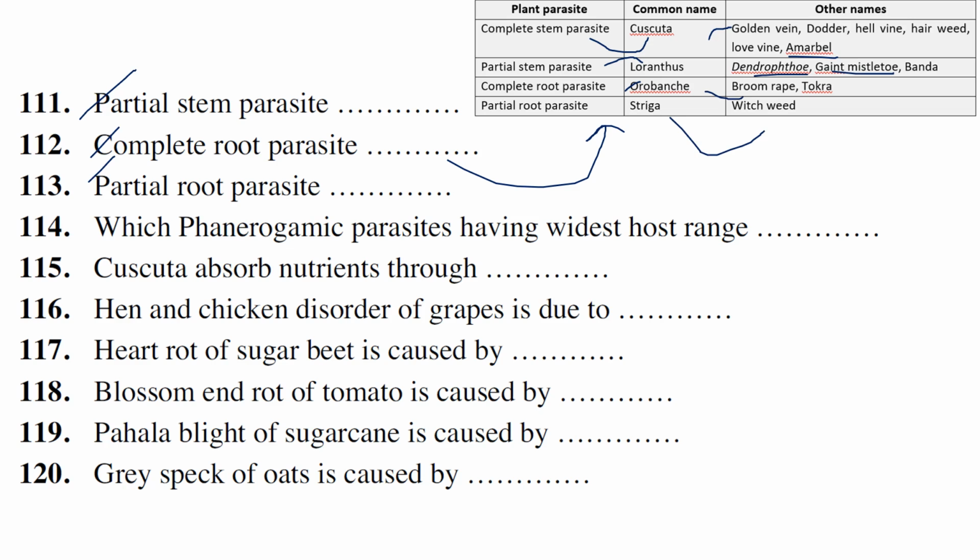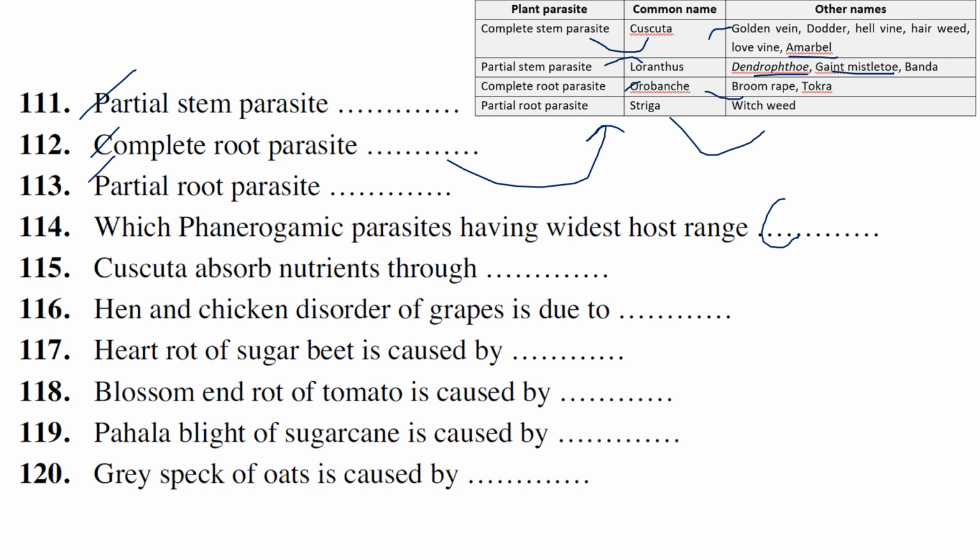The next one is which phanerogamic parasites have a wide host range. They are asking wide host range. Generally, Cuscuta has the wide host range. It will infect more than 200 plus species, I believe. Definitely, it's 200 plus species. This Cuscuta campestris, generally Cuscuta species, we can say.